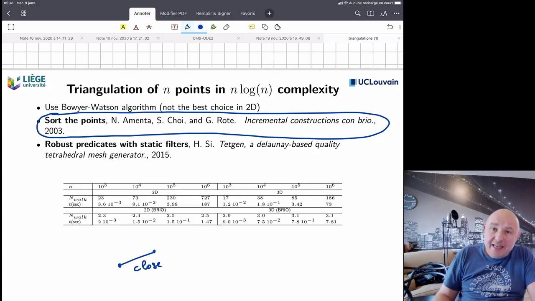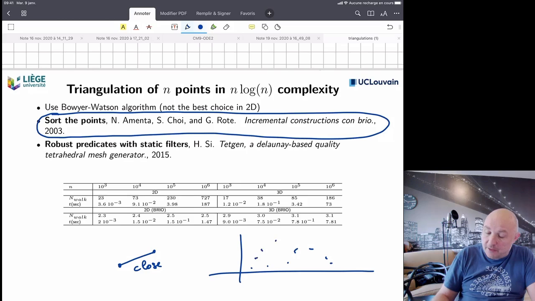And a very naive way to do that would be to sort the points with respect to, like you did in your other algorithm, you sort the points using, let's say, their lexicographic coordinates. So you sort first by x and then by y.